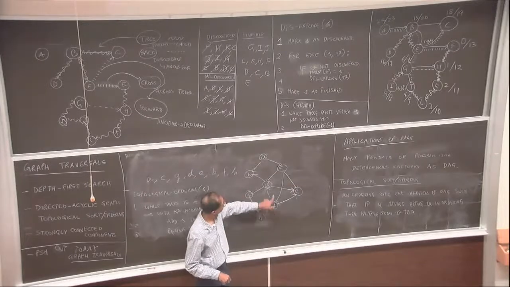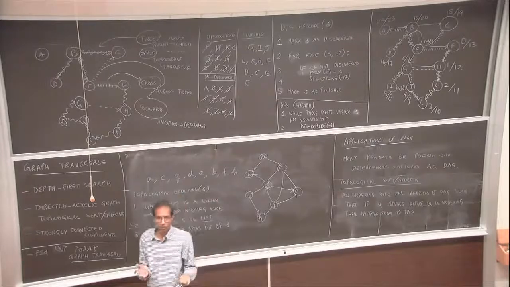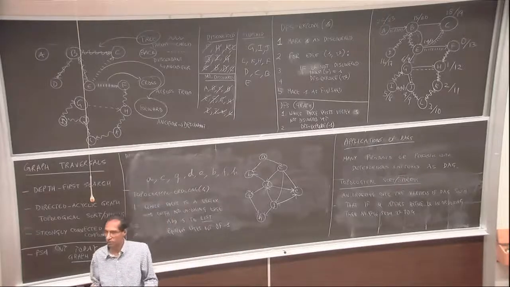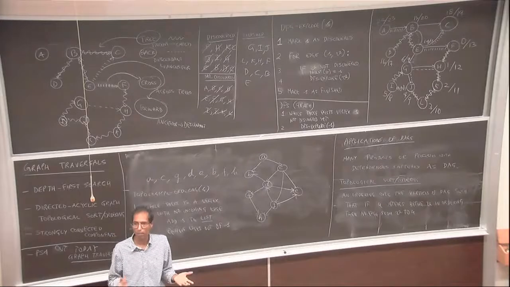Then you remove all of its edges, you find the next source vertex. There may be multiple source vertices. If there are multiple source vertices, it doesn't matter. Pick any one of the source vertices. Okay?